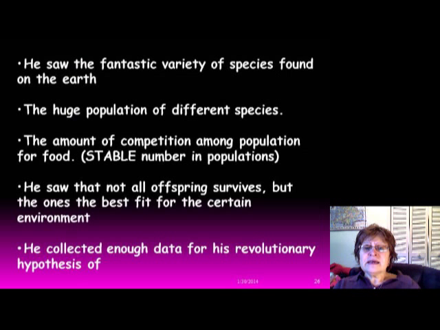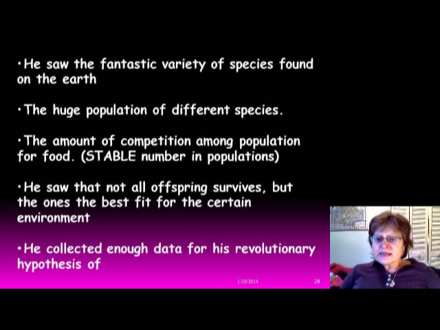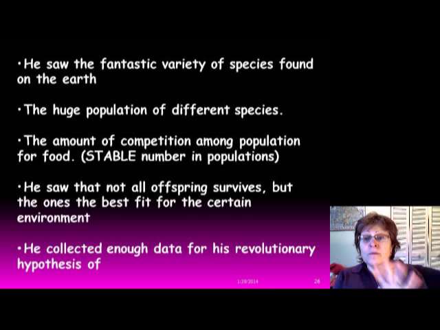So Darwin basically saw the amazing variety of species found on Earth, because he went around. If you didn't travel, all you would see is the animals around us, so you wouldn't even think about how could it be. But if you were traveling, then you see that the diversity we have here is almost non-existent compared to the diversity of living things on Earth.